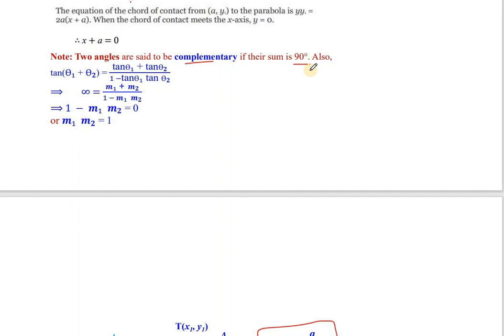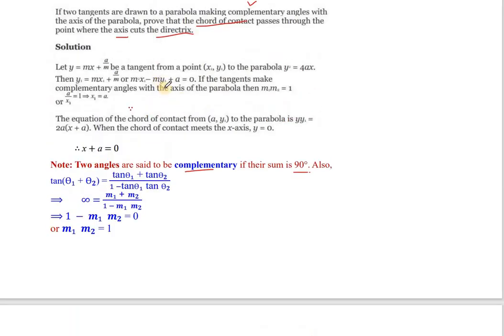For supplementary it is 180. So tan of (theta 1 + theta 2), by the formula, you have this, and because theta 1 + theta 2 is 90 degrees, this becomes infinity. So naturally we have to ensure the numerator is non-zero. The sum of the roots, m1 + m2, is equal to y1/x1, a finite non-zero quantity, and therefore the denominator should be 0. So 1 - m1 m2 = 0, or m1 m2 = 1. That is from what has been given.